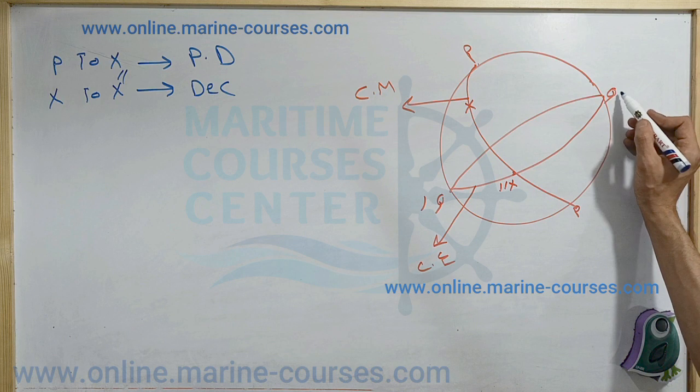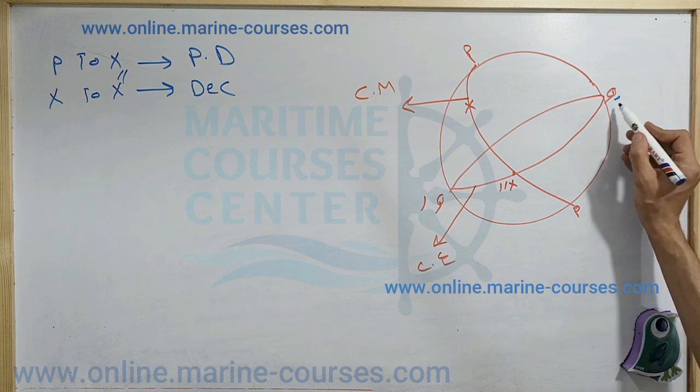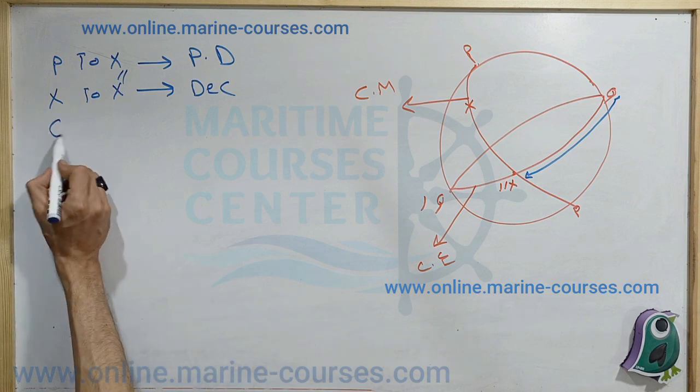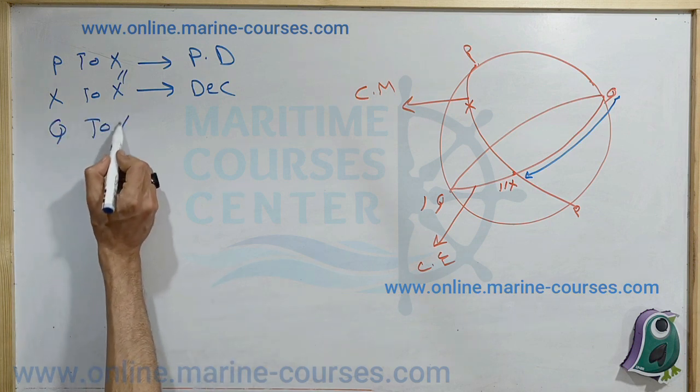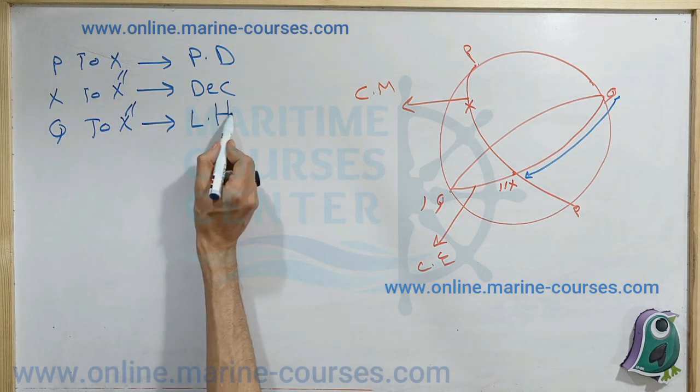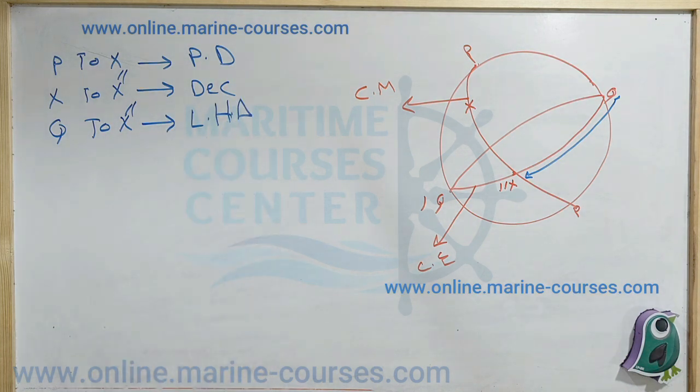And from Q to the X dash, from Q to X double dash, that means local hour angle, okay.